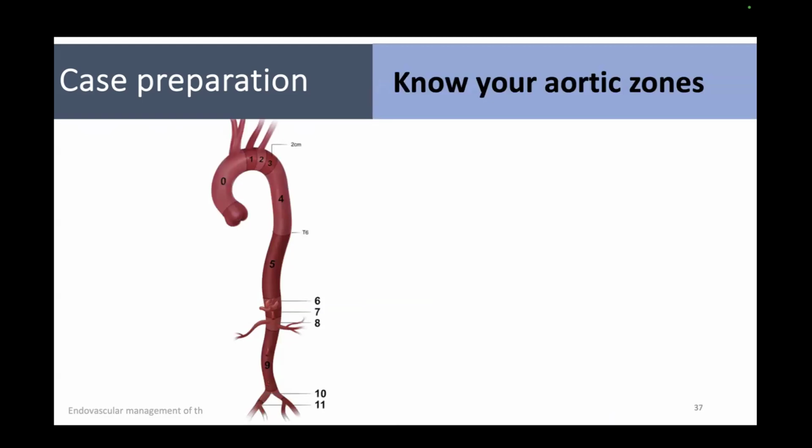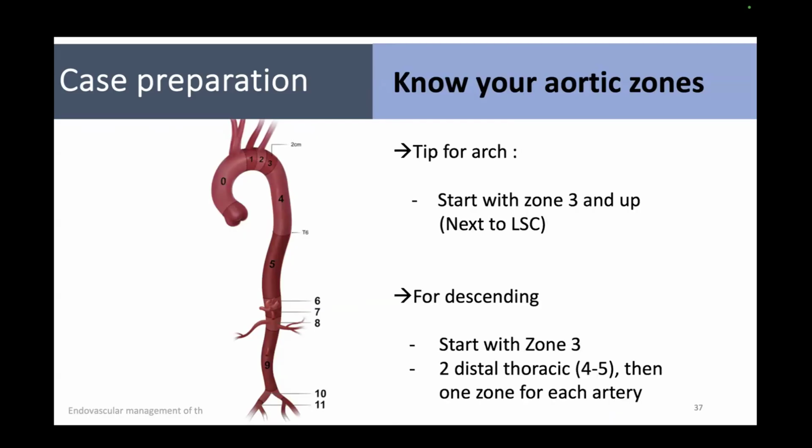If you want to prepare for an aortic case, you got to know your aortic zones. I assume most of you know them. I just wanted to put them back here. A tip for the arch, I start with zone 3. Zone 3 is just after the subclavian. It's the first 2 centimeters after the left subclavian, and then you go up. So every artery has a zone. So zone 2 is for the subclavian, zone 1 is for the common carotid on the left, and zone 0 is the brachiocephalic and the ascending aorta.